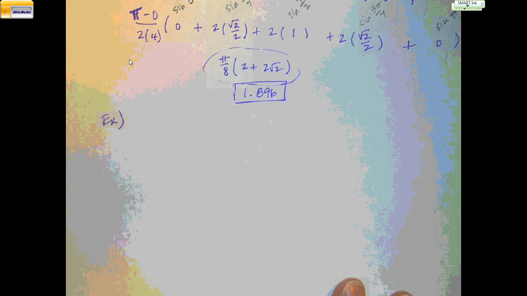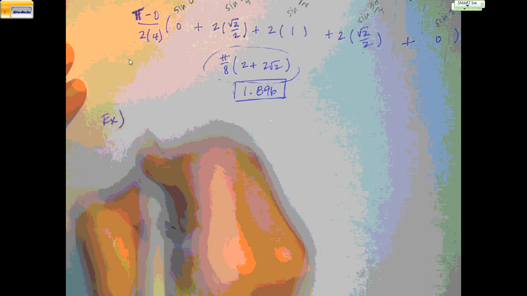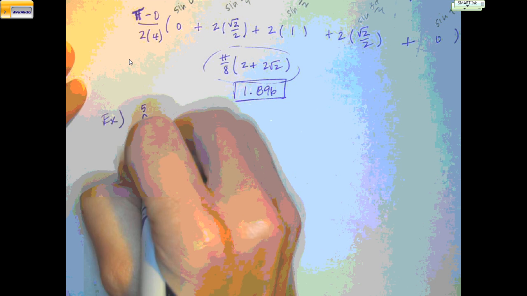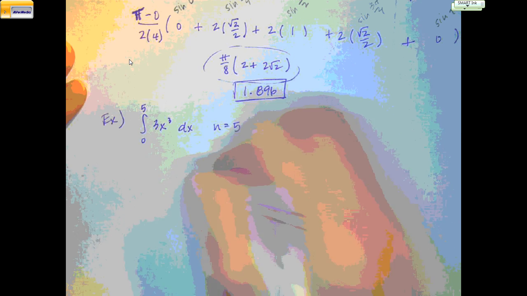All right, we're going to go from integral 0 to 5. We're going to do 3x cubed dx, and they're going to tell us that they want 5 trapezoids.